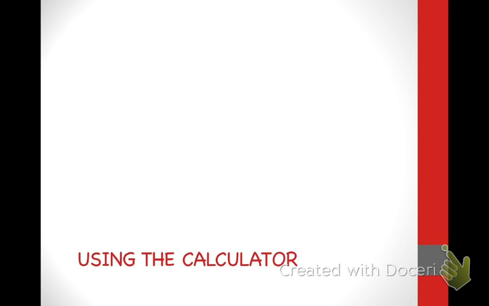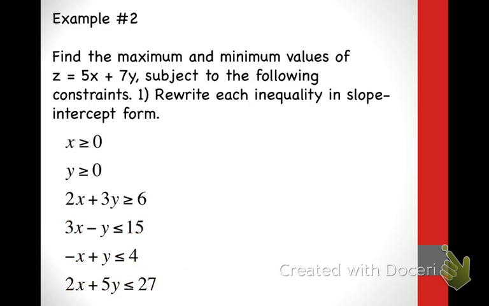Now we're going to use our calculator. I'm going to use the calculator on the computer, which is a TI-84 Plus. If you have the color version, some of these things are going to be a little different, but the basics are going to stay the same, and we'll go over the differences in class. Here we have a new objective function. Our objective function is 5x plus 7y is equal to z. So we're going to try and maximize and minimize this.